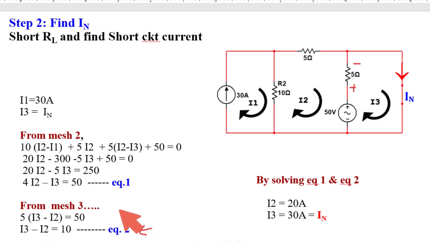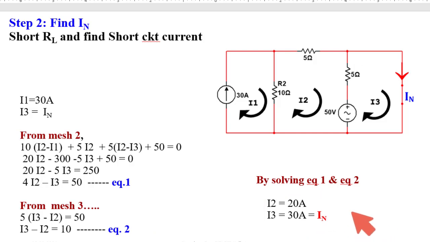By solving equation number 1 and equation number 2, we got the value of I2 is equal to 20 ampere and I3 is equal to 30 ampere. Now I3 is the Norton current, so the value of Norton current is 30 ampere.